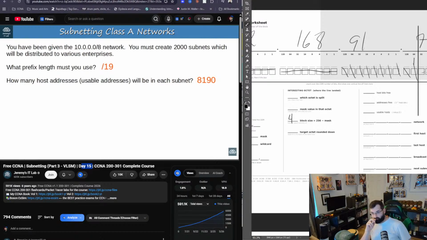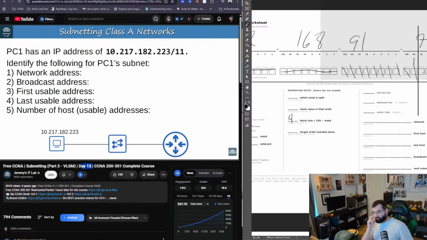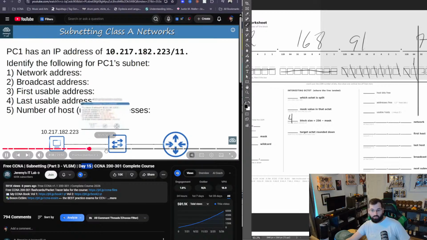This is the same process we used for Class B and Class C networks. The numbers are just larger. Let's do one more practice question for a Class A network. PC1 has an IP address of 10.217.182.223/11. Identify the following for PC1's subnet. 1. Network address. 2. Okay, we'll do the broadcast address later on in a review session.